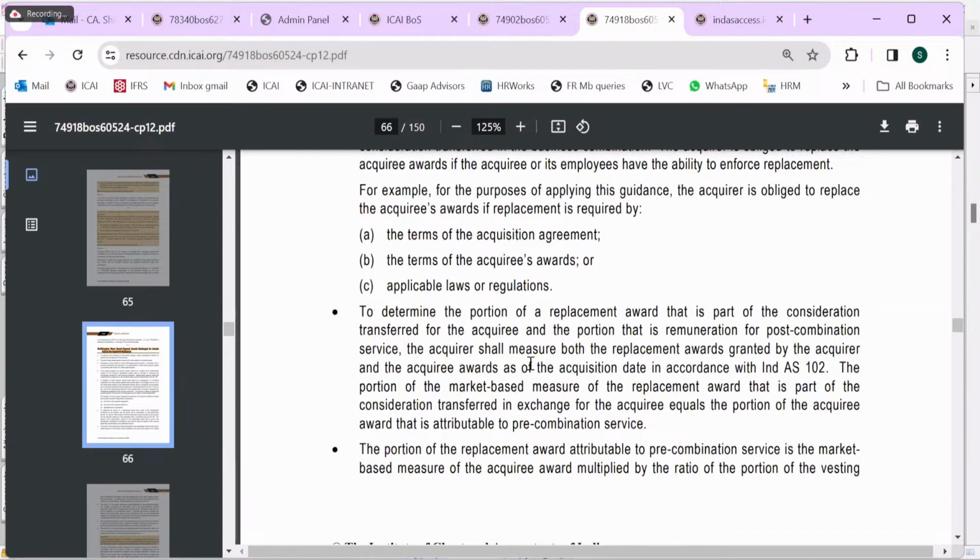Now, how to measure that? To determine the portion of the replacement award that is part of the consideration transferred for the acquiree and the portion that is remuneration for post-combination service, the acquirer shall measure both the replacement awards granted by the acquirer and the acquiree awards as of the acquisition date in accordance with Ind AS 102. See, Ind AS 103 is also referring you to Ind AS 102, but the 102 provisions are already mentioned here.